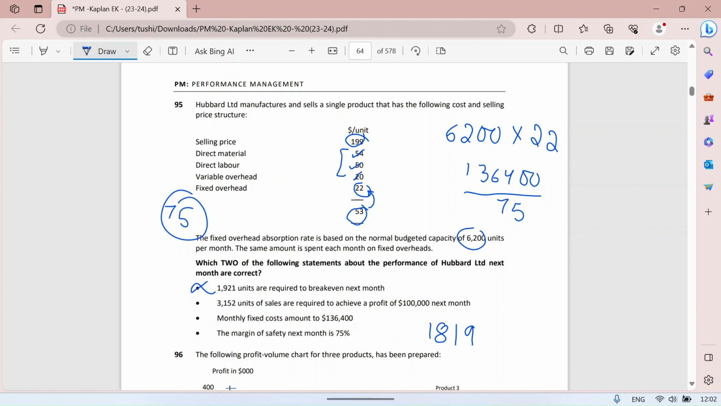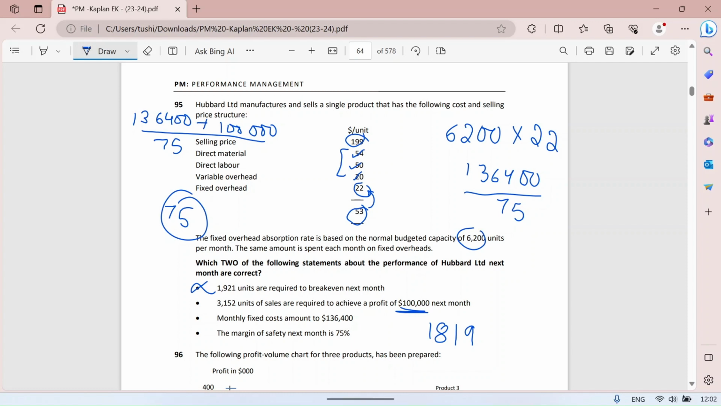Moving on to the next one, we have to find out how many units are needed for our profit. We want a profit of $100,000, right? For that we add this much profit to the fixed costs and then divide by the contribution to find out how many units are required. So I take 136400 plus the $100,000 profit that I want, and then I divide this whole by 75. If I solve this, I have my answer as 3152.